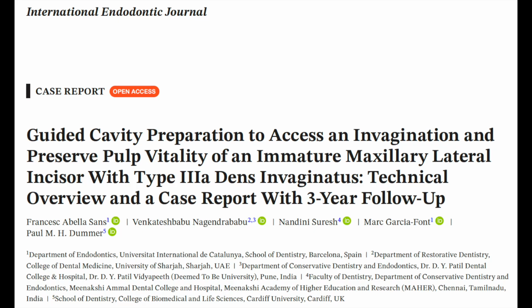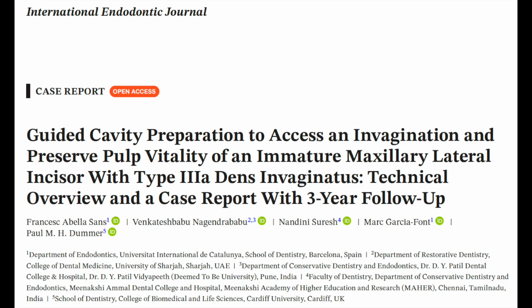Today's paper is going to be a case report done by Sans et al. in 2025. It is titled Guided Cavity Preparation to Access and Preserve Pulp Vitality of Immature Maxillary Lateral Incisor with Type 3A Dens Invaginatus with a 3-year follow-up.